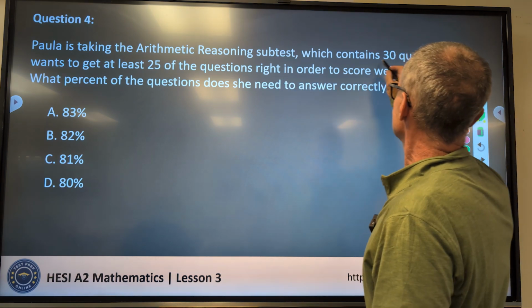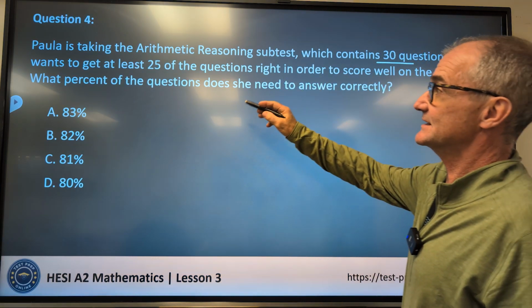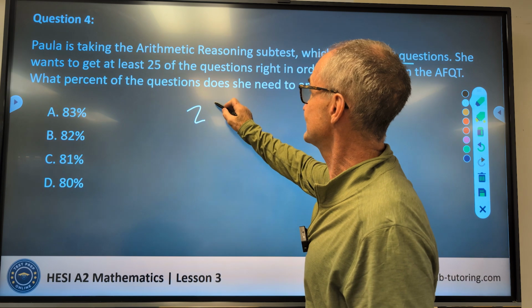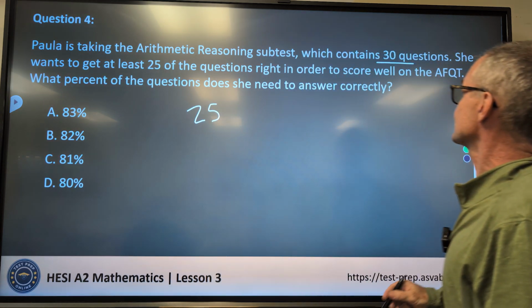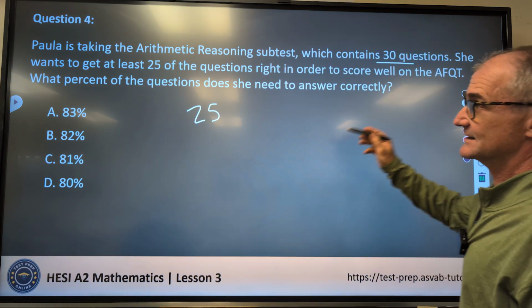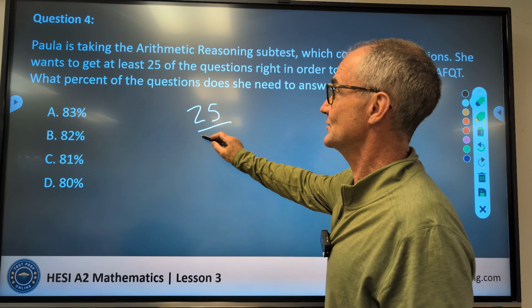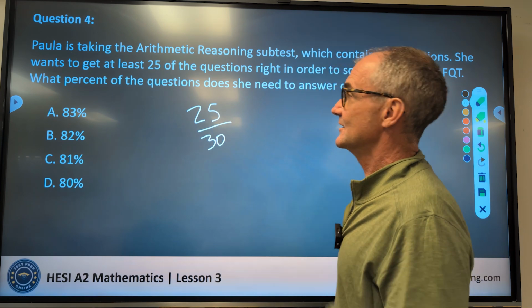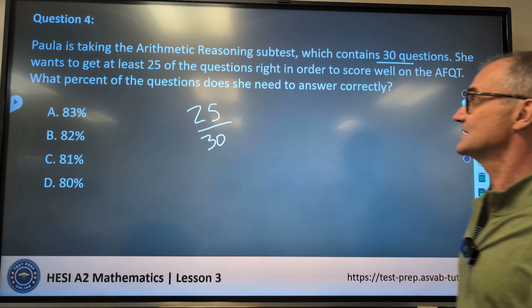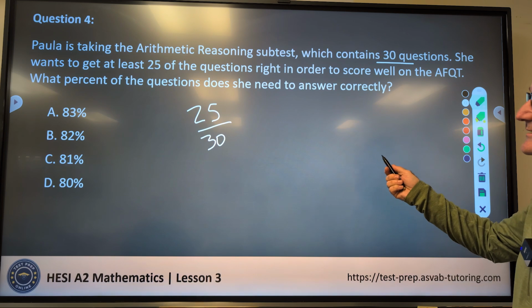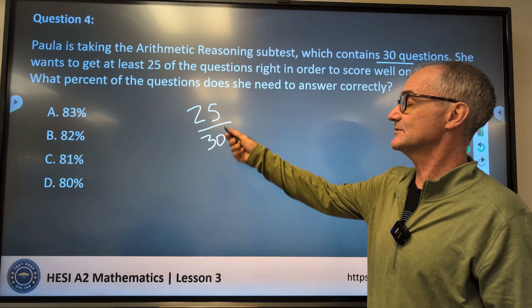So we got a subtest, 30 questions. She wants to get at least 25 of those right in order to score well on this exam. So she wants to get 25 of the 30. What percent of the questions does she need to answer correctly? So again, we have what we want over the total.